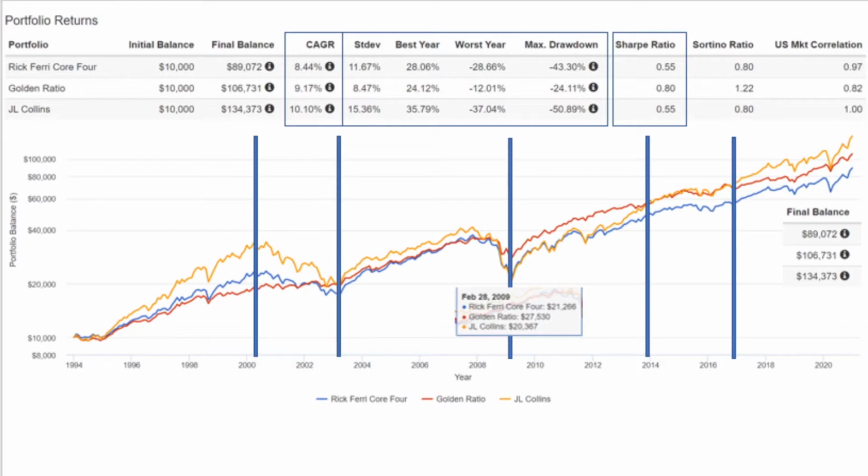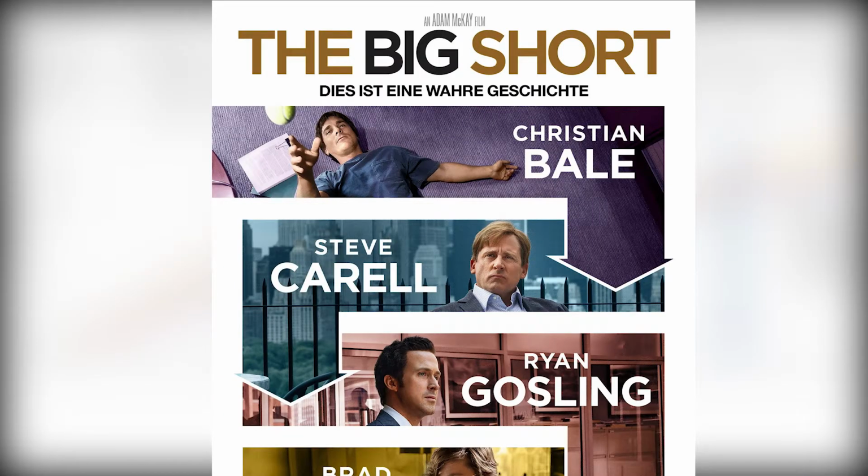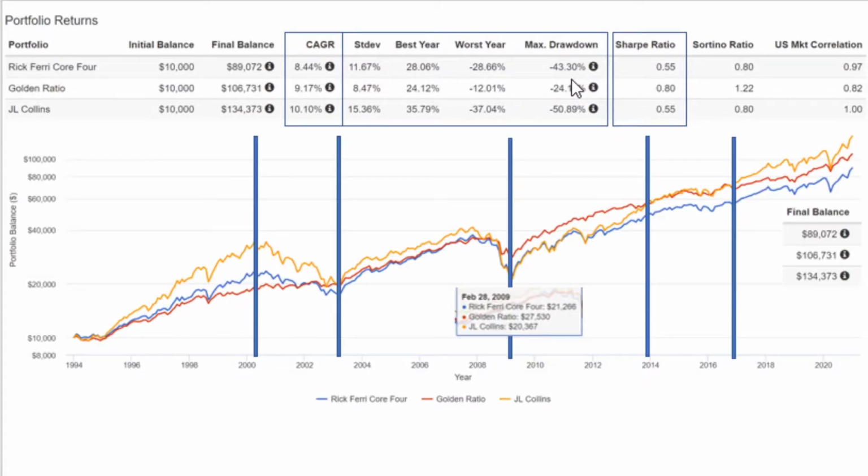Ito naman, let's see naman yung maximum drawdown. So dito, regardless of the duration, basta yung laki nung binaba ng portfolio through time bago siya makabawi, sa Rick Ferry Core 4 is negative 43%. So I think this is during the time na nagkaroon ng either .com bubble dun sa 2000s or sa US real estate bubble. Yun. So kung nanonood kayo ng The Big Short, ito yun. Ito yung time na sobrang bumagsak yung stocks ng US. So drawdown is negative 43.3% for the Rick Ferry, negative 24% sa Golden Ratio, and yung JL Collins negative 50%, no?